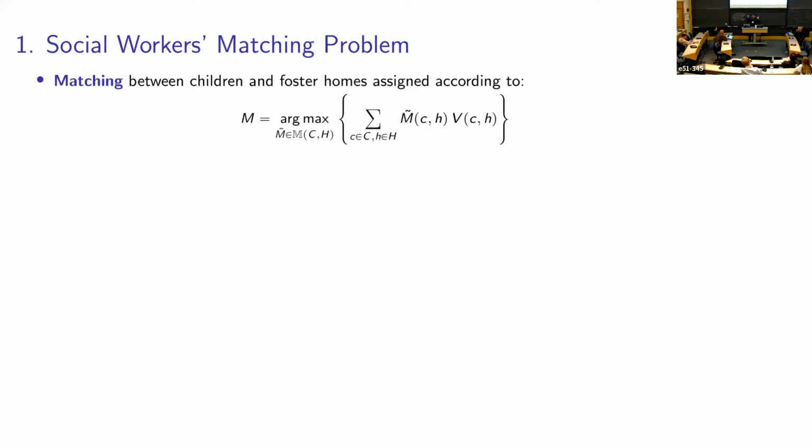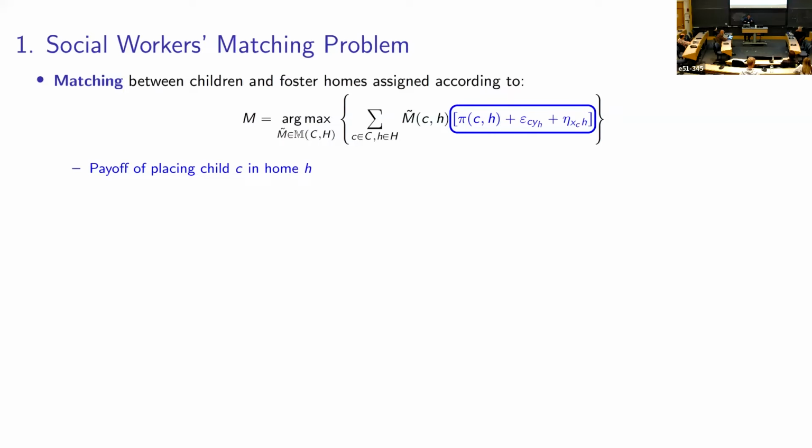Now, the social workers' matching problem is going to be a centralized matching problem. I'm going to assume that every regional office has its own central planner, and they're going to choose a matching to maximize the aggregate payoff. So here V is the payoff of placing child C with foster home H, and it's going to have 3 components.